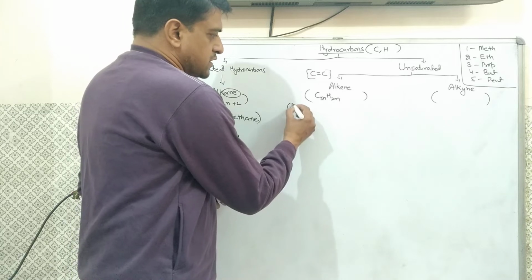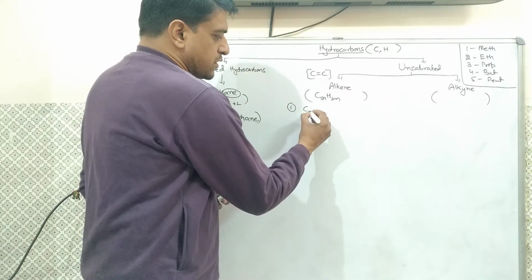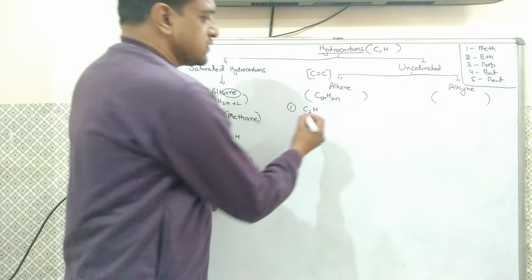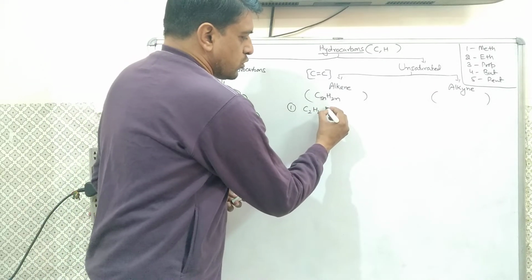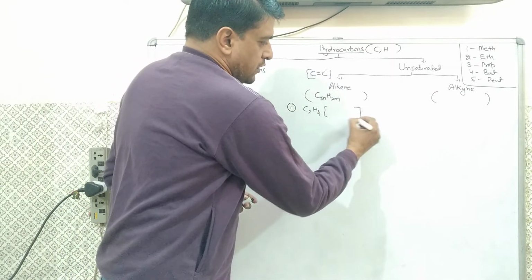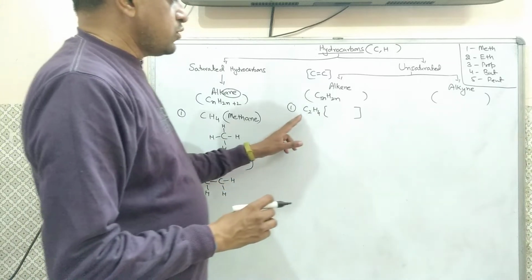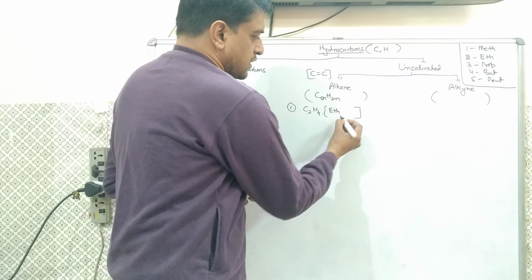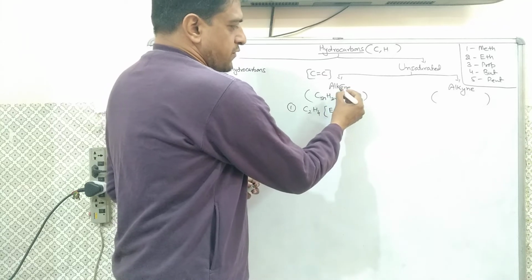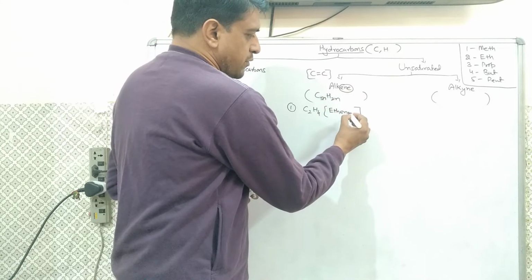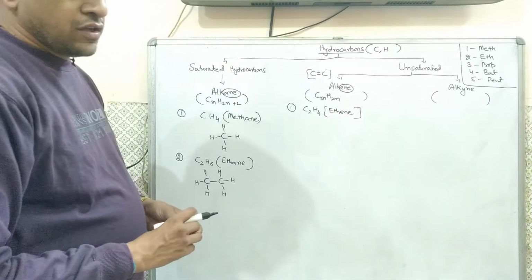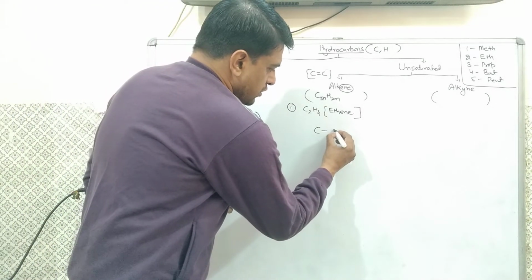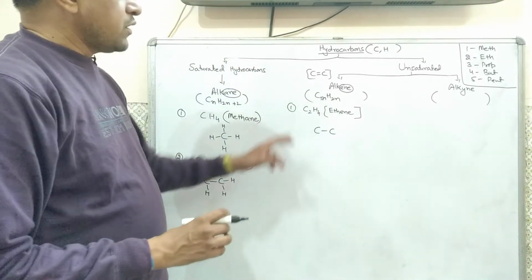Now this is the first alkene compound. It must start from C2. Then 2 times 2 is 4, that means C2H4. Now what should be the name? It should start with eth, and the suffix is ene. The name is ethene. Now the structure will be C single bond C, and there must be 1 double bond.